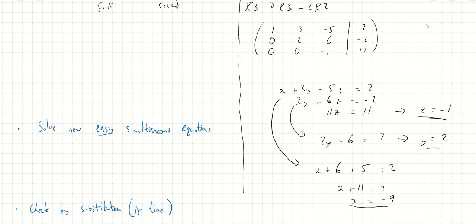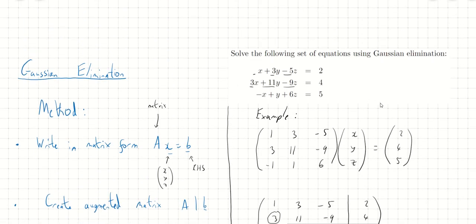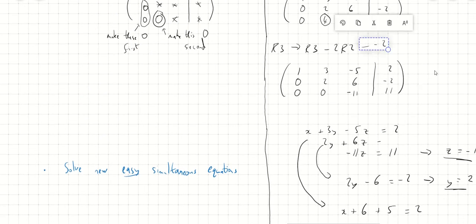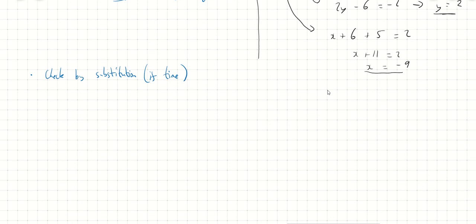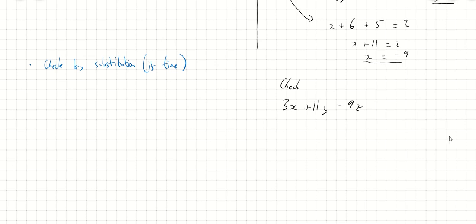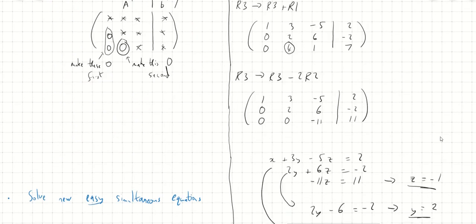Now, if you have time, you can always check this solution by substituting back into our initial equations. Well, we can just do that quickly. I'm not going to do it for all of them, but let's look at this line: 3x plus 11y minus 9z. Going back to the question, hopefully we should get 4 as an answer.